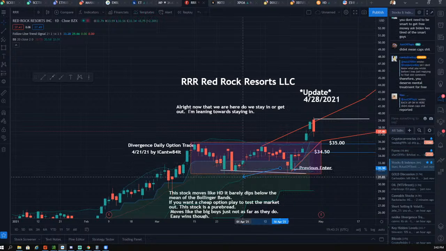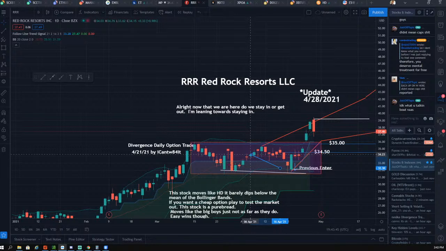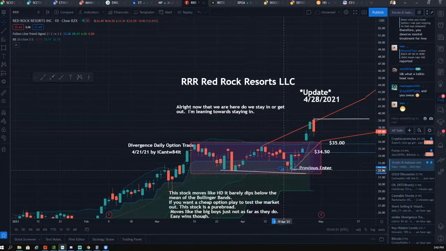And so here's your divergence there. If I had the MACD and the stochastic RSI up, you could see it. And so it shows divergence here. I jump in on two contracts because there was still plenty of room up, and then it just takes off.